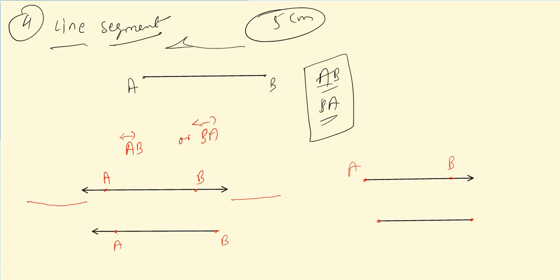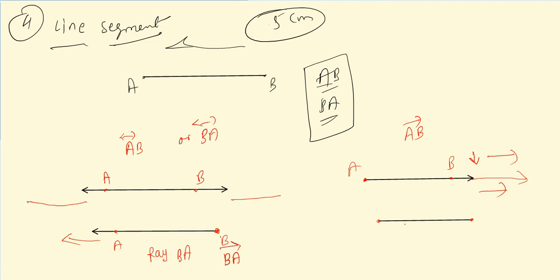Then next is one fixed point and one arrow in this direction. If you are having one fixed point and one arrow, you can produce this line further, you can extend this line further like this. So this is your ray, so you will write this as ray AB. Then this is also one fixed point and one arrow on this side, so you can write this as ray BA.